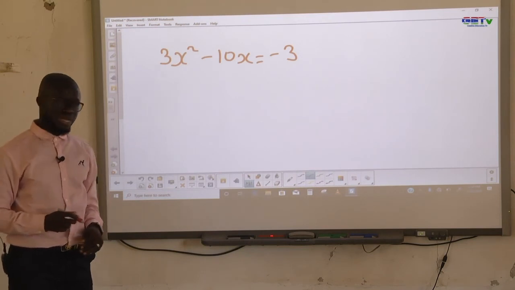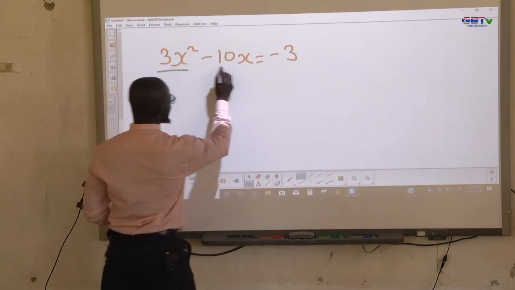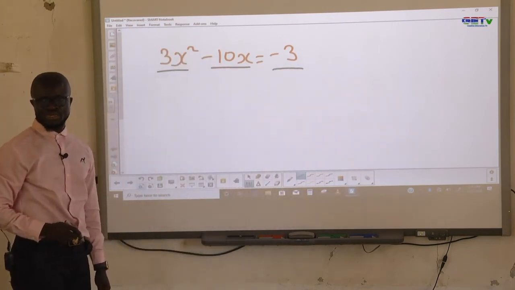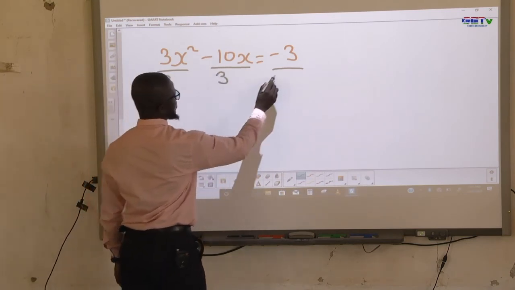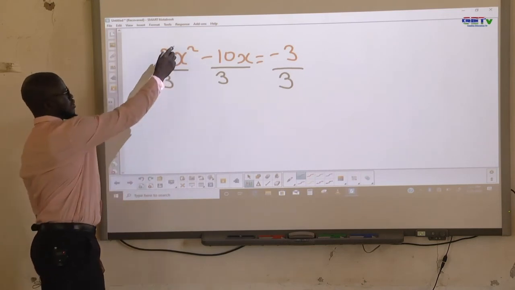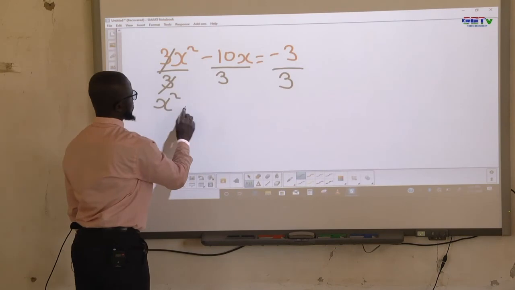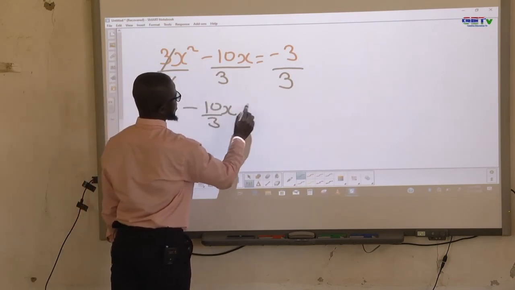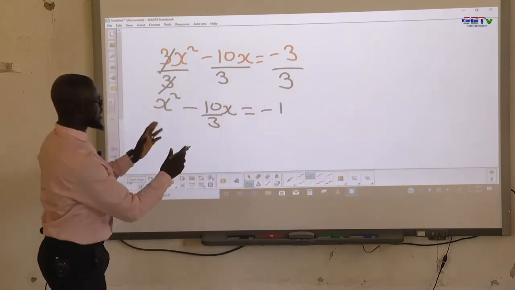And how could you do that? You have to divide the whole expression by the a value. And what is our a value here? The a value is 3. So we must divide everything by 3. We cancel because 3 can cancel 3. x squared minus 10 over 3 x equals negative 1. So this is going to be the expression now.